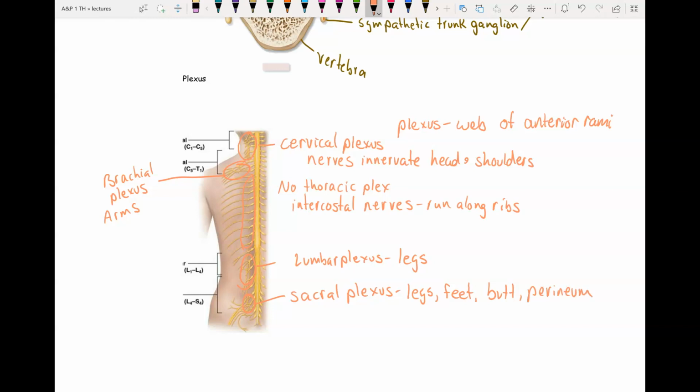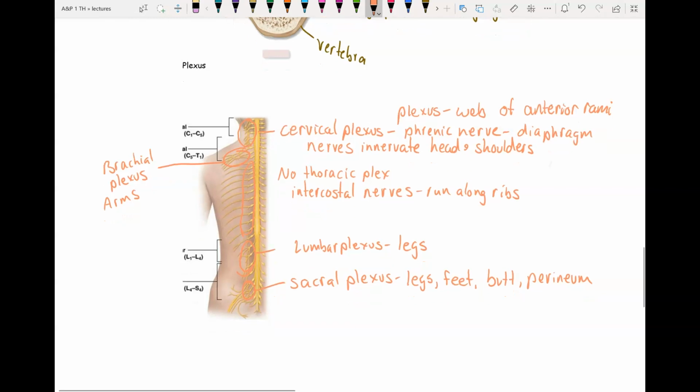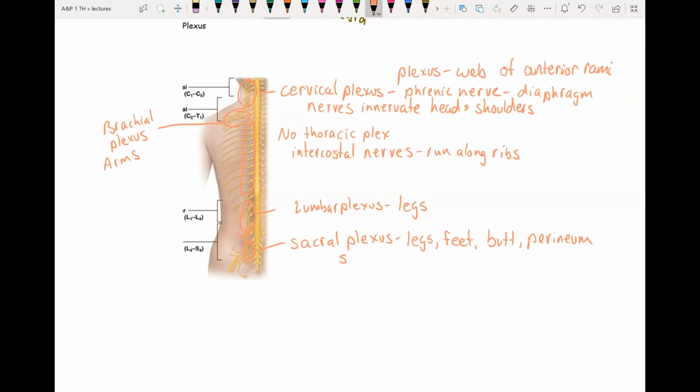Then there are a couple of nerves that I want to mention. From the cervical plexus, you have the phrenic nerve. This nerve is important because it's what innervates your diaphragm, which is the muscle that makes you breathe. And from the sacral plexus, you have the sciatic nerve. This nerve is special because it is the largest nerve in the body.